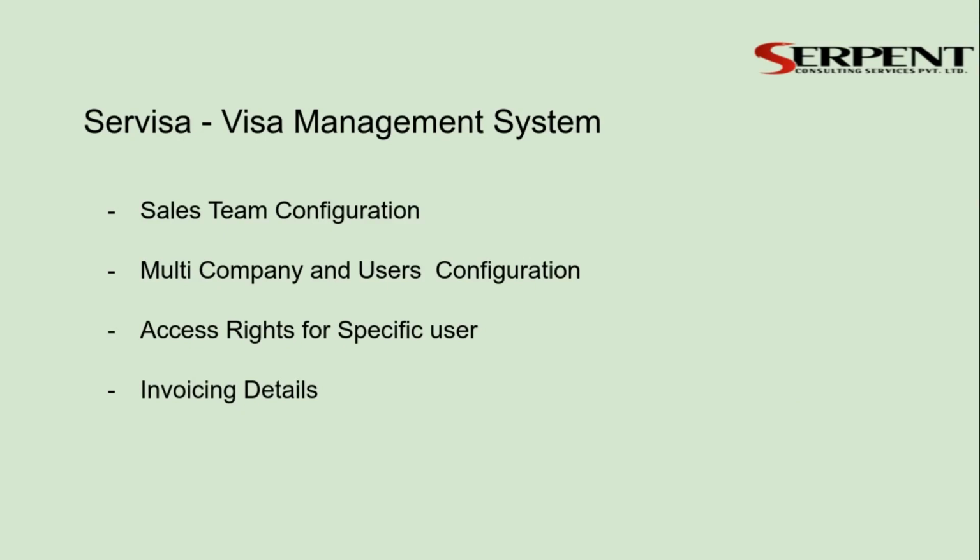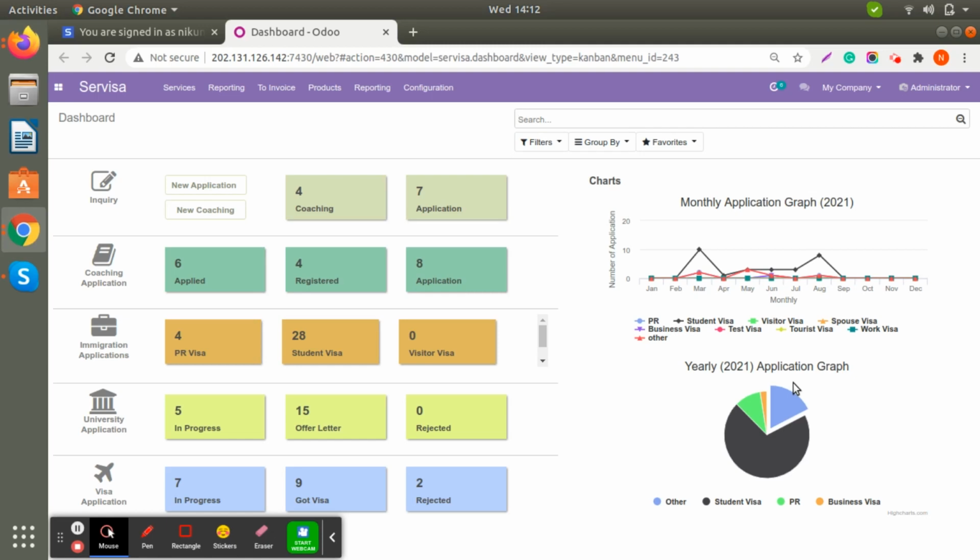So, in this video, we are going to check out what configurations are available for a sales team, how you can create them if you are using multiple companies, and how to create new users for specific countries. And also we are going to discuss the access rights for specific users. We can also check how you can find the invoicing details. So let's jump into the service.